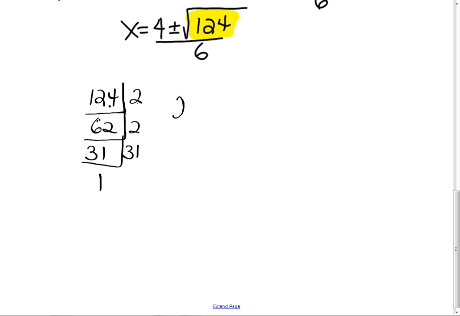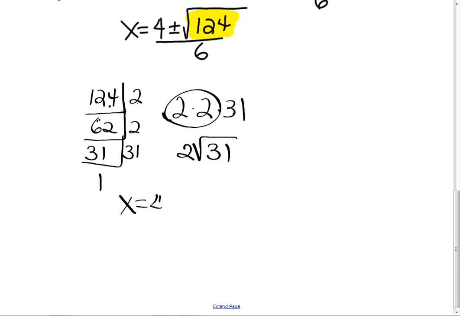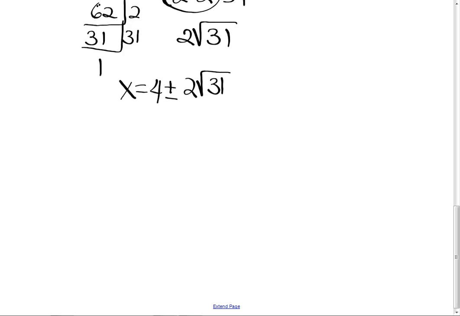So you've got a 2 times a 2 times a 31. Which ones match? 2. These go on the outside. This stays in radical land. So x equals 4 plus or minus the square root of 124, which is 2 times the square root of 31. If it asks you, and it does.